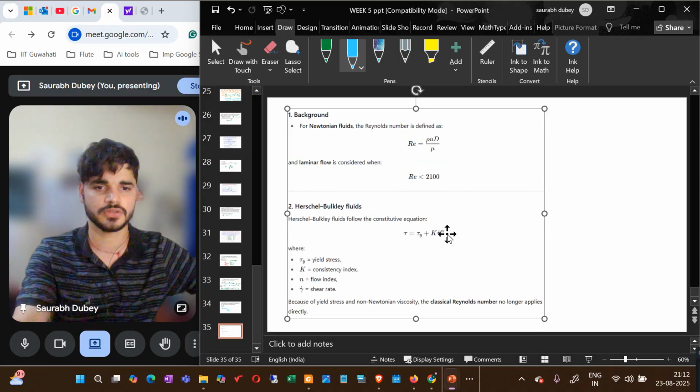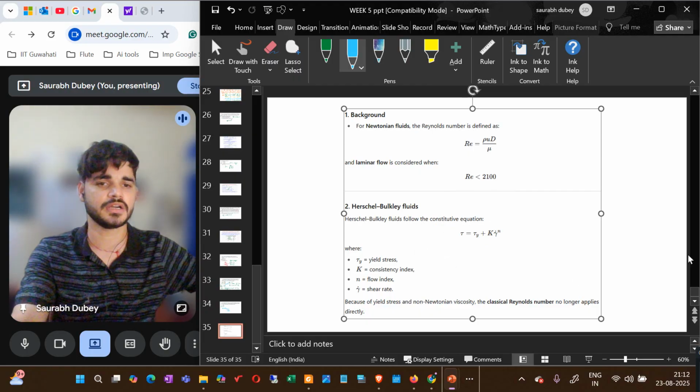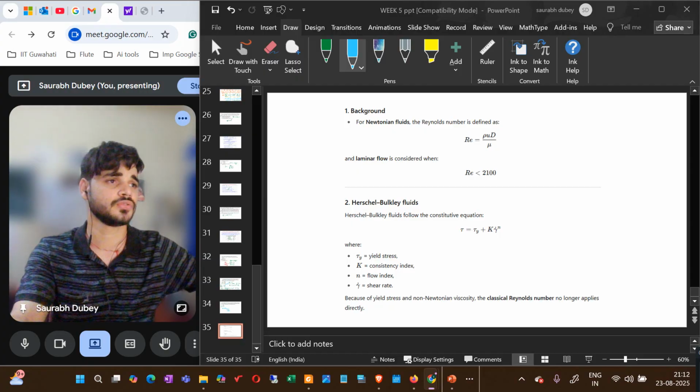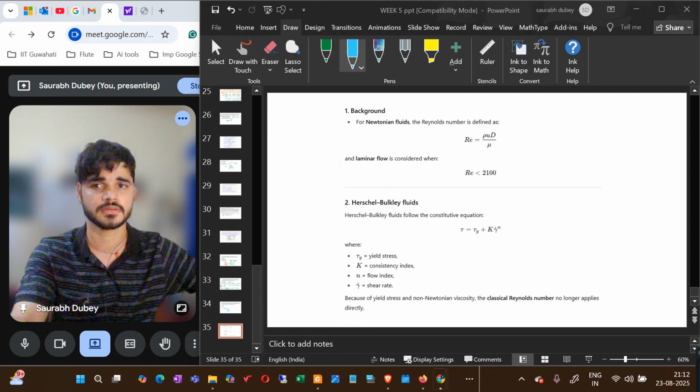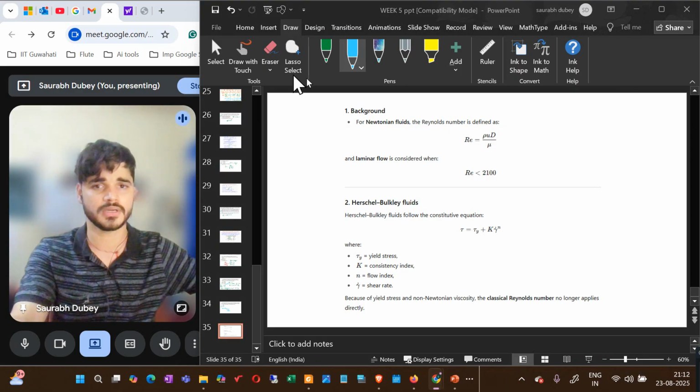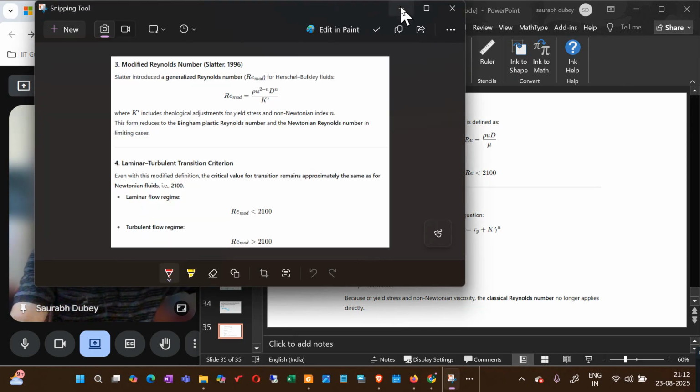The viscosity you derive like this, and this is the Herschel-Bulkley model where this du by dz or dr is here. Because of the yield stress and the non-Newtonian viscosity, the classical Reynolds number no longer applies directly. But in this case, it is applied, right? So then Slattery in 1996 actually modified the Reynolds number, and what he proposed is this.